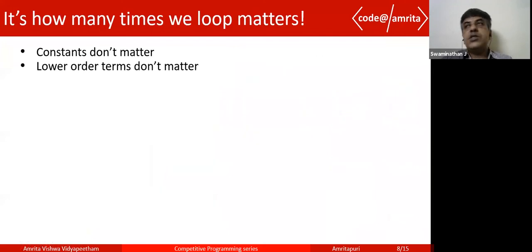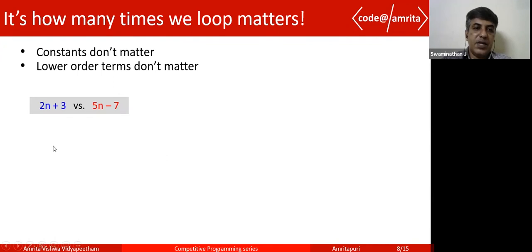The conclusion is that don't worry too much about constants. Don't worry too much about the lower order terms. Suppose I give you two algorithms. This is the most important point, the takeaway point, if you grasp it. If you have two algorithms, one algorithm is taking 2n plus 3 running time, another algorithm is taking 5n minus 7 time. So you want to determine which is a better algorithm.